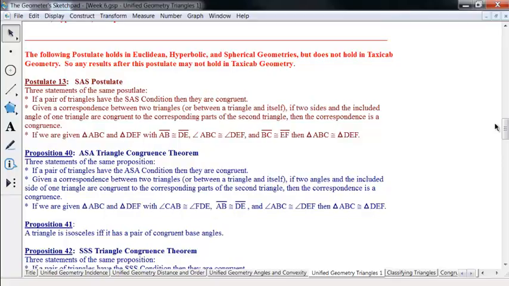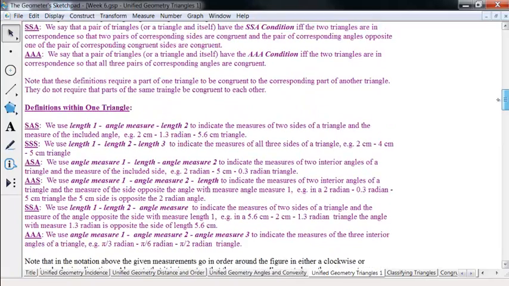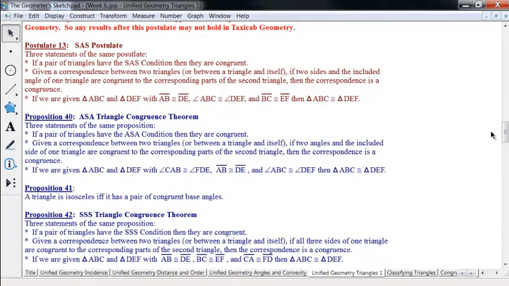Now I'm going to state this 3 different ways. First of all, if I've already defined the SAS condition as I did up here, then the easiest way to say it is this. If a pair of triangles have the SAS condition, then they are congruent. If we want to spell it all out in words, we could say it this way. Given a correspondence between 2 triangles, or between a triangle and itself, if 2 sides and the included angle of one triangle are congruent to the corresponding parts of the second triangle, then the correspondence is a congruence. Or, probably the most explicit way we could do it is this. If we were given triangle ABC and triangle DEF, with line segment AB congruent to line segment DE, angle ABC congruent to angle DEF, and line segment BC congruent to line segment EF, then triangle ABC is congruent to triangle DEF.